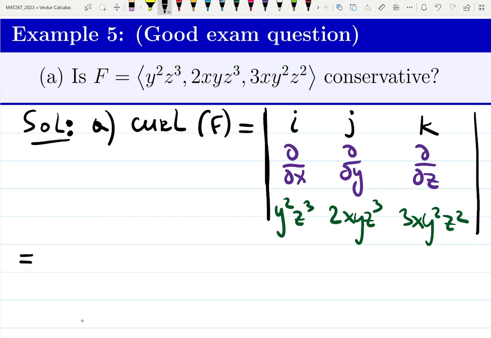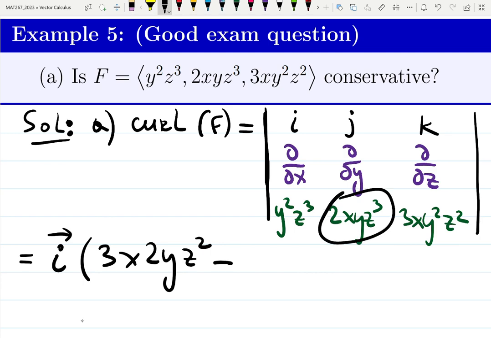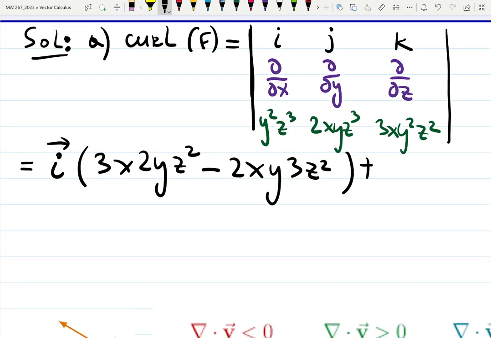So the first one is i times. I like to put it in vector form, but let's do it at least once. i times, just to show you that's the same thing. The derivative of 3xy squared z squared with respect to y is 3x times 2y z squared. Got it. Minus the derivative of 2xyz cubed with respect to z, 2xy times 3z squared. So I did the first one, and now you will have to help me with the second one. That's the i component. You can do it with a comma if you want.